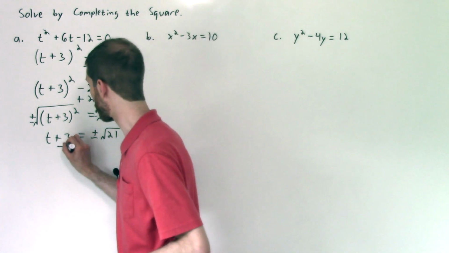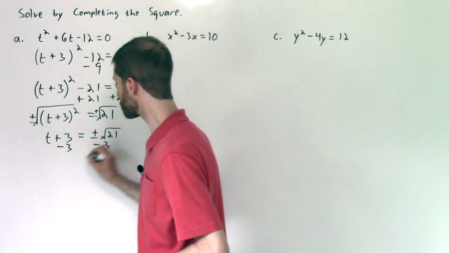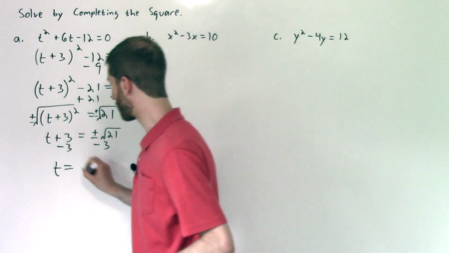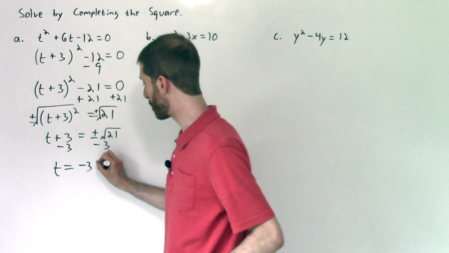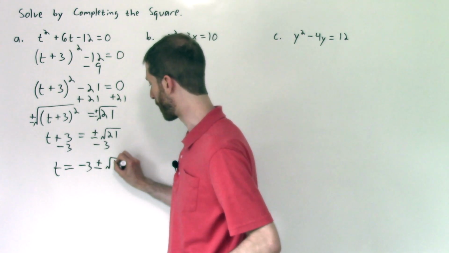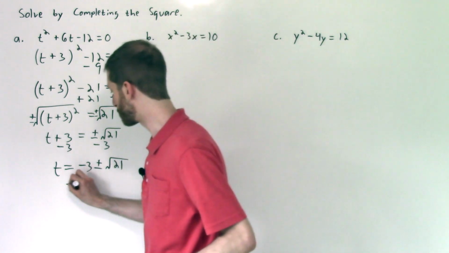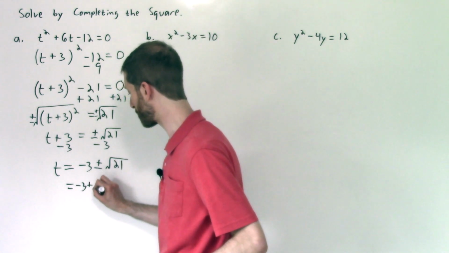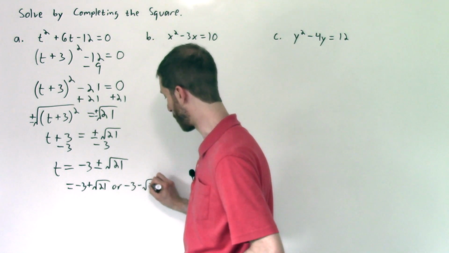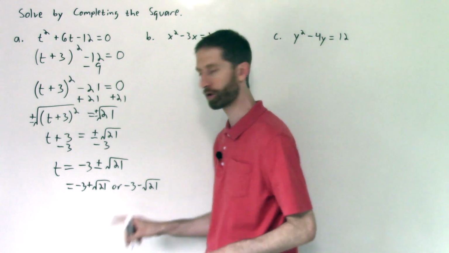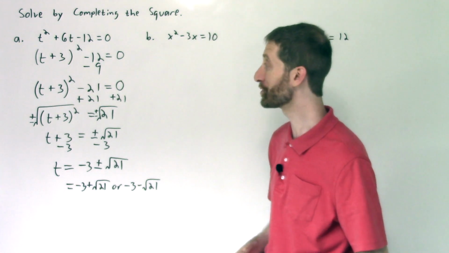Okay, so we're going to subtract 3 from both sides. t is alone. And what we're left with here is a strange expression, but it would be negative 3 plus or minus root 21. What that means is you actually have two solutions, either negative 3 plus root 21, or negative 3 minus root 21. This is just shorthand for expanding it out. And those are your two solutions.